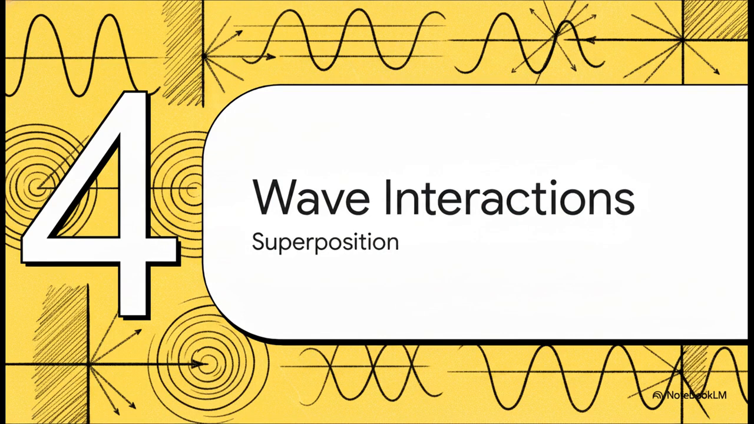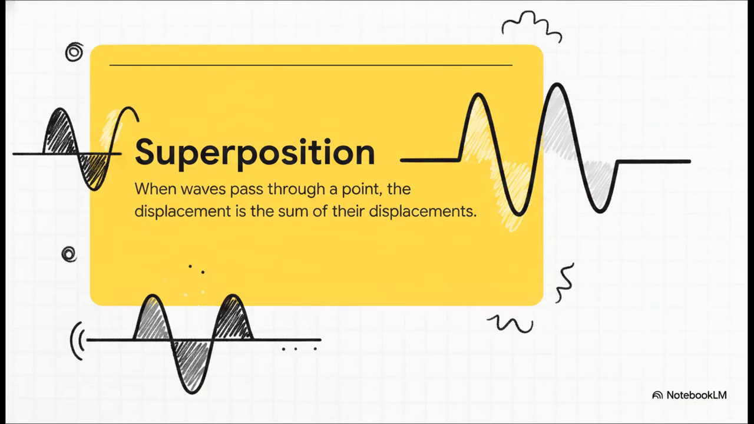All right, let's move into our final segment. Section 4, Wave Interactions and Superposition. We know how single waves travel now, but what happens when multiple traveling waves crash into one another? Or when they get trapped bouncing back and forth off hard surfaces? The answer lies in the superposition principle.